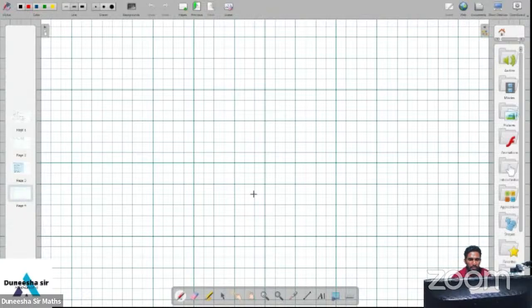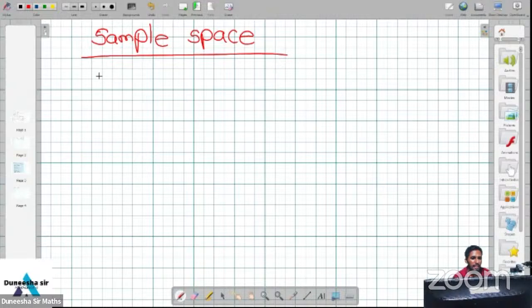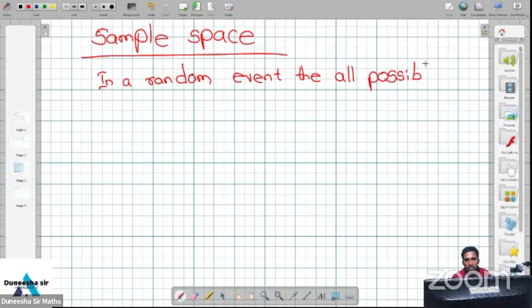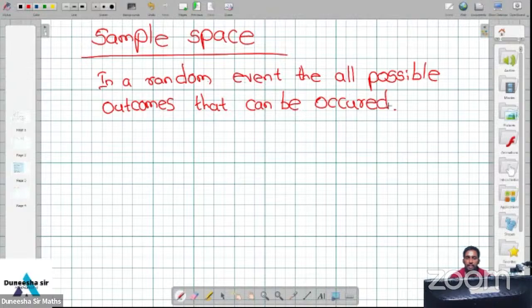Okay. Write down the next subtopic, sample space. In a random event, the all possible outcomes that can be occurred. Okay, in a random event, the all possible outcomes that can be occurred.